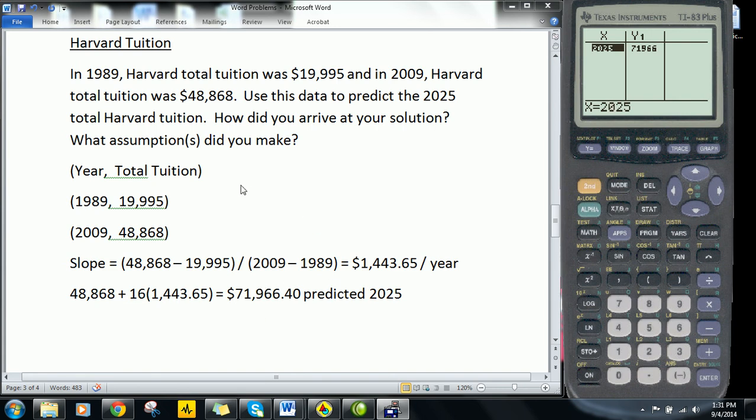Okay, a lot of stuff out there, a lot of good math. All of it has to do with linear increase in this case, right? Constant change, and how we can use that to continue the rate at which, in this case, tuition is increasing constantly. Okay?